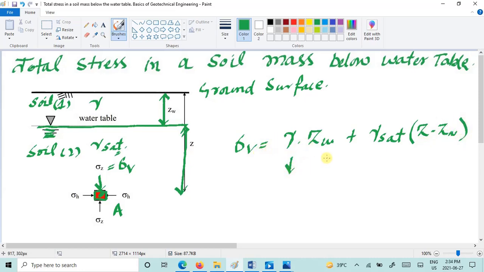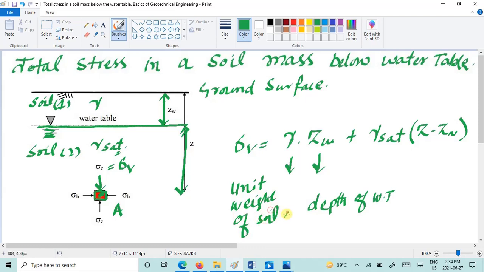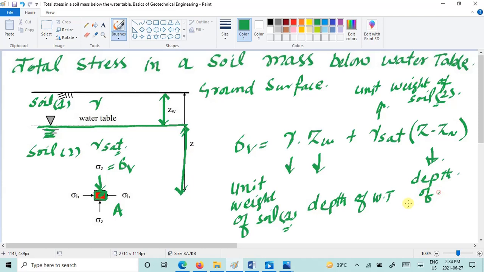Where gamma is the unit weight, ZW is the depth of the water table, this is the unit weight of soil 1, here is the saturated unit weight, so you can call that the unit weight of soil 2, and this is the depth of the layer, or we can call that the depth of the saturated layer.